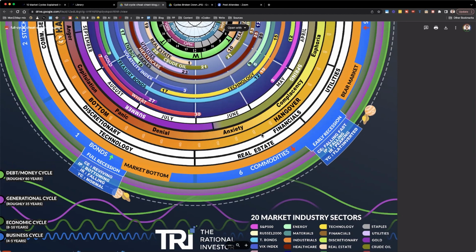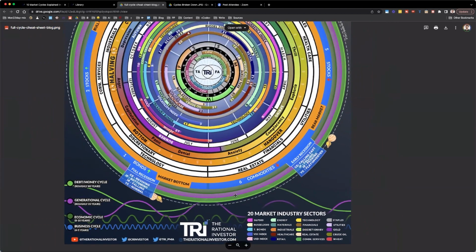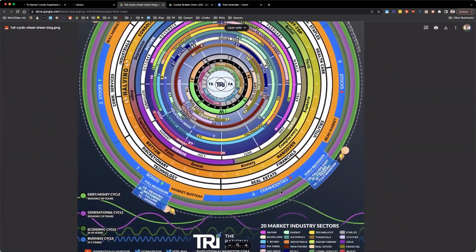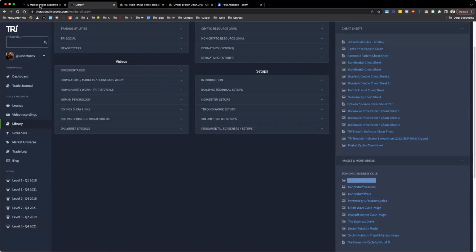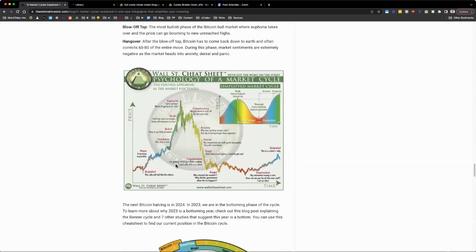So we're kind of in this phase down here in the market and business cycle, that's how I see it. We're kind of down here. So that's the market and business cycle. You can see I've squeezed in the Bitcoin and emotion cycle as well. And that's based on this Wall Street cheat sheet right over here.